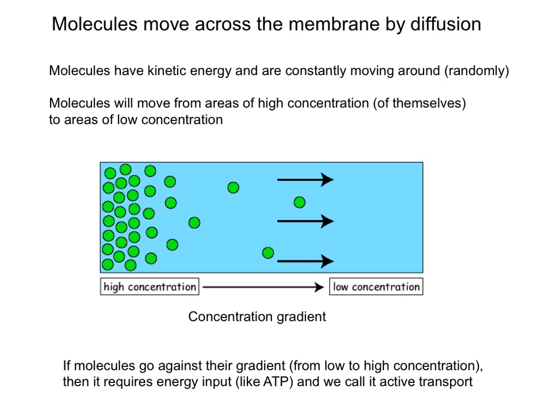Molecules that are in a liquid are always moving around. They have kinetic energy, and they move around randomly. So each individual molecule shown on this diagram here might be going in whichever direction, moving around randomly. But overall, when you're looking at a group of molecules, there's always a net movement from high to low concentration, as shown here. That difference in concentration is known as the concentration gradient. And as we saw in the last slide, if molecules are going against the gradient from low to high concentration, then it's active transport and it requires energy.